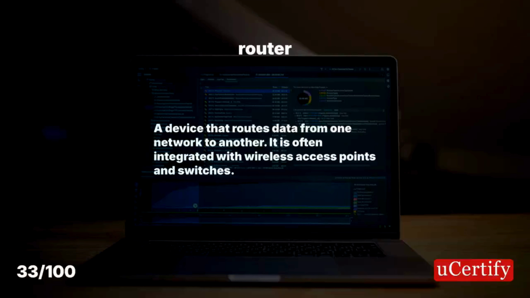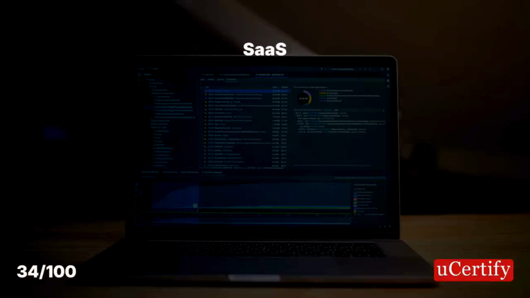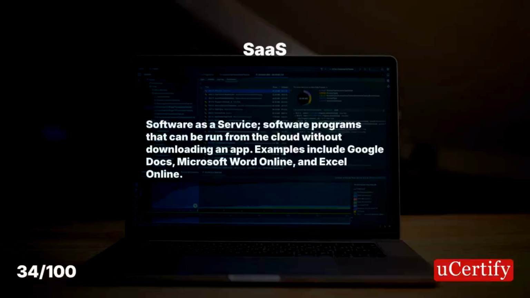Definition: a device that routes data from one network to another. It is often integrated with wireless access points and switches. Term: SaaS. Definition: software as a service, software programs that can be run from the cloud without downloading an app. Examples include Google Docs, Microsoft Word Online, and Excel Online.